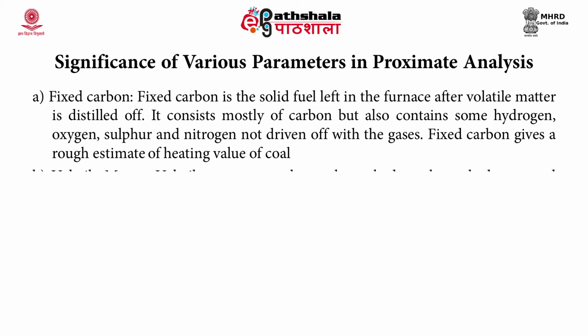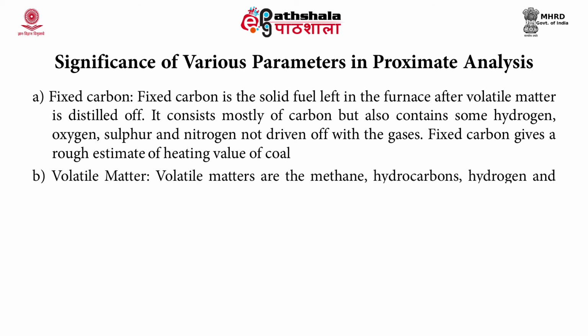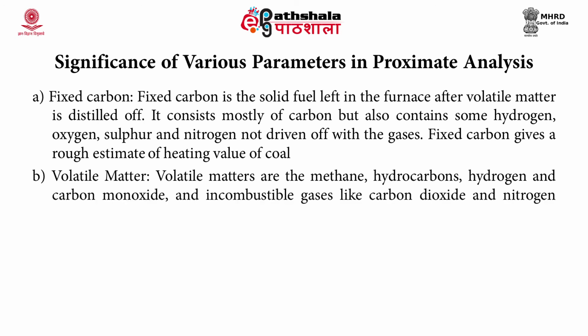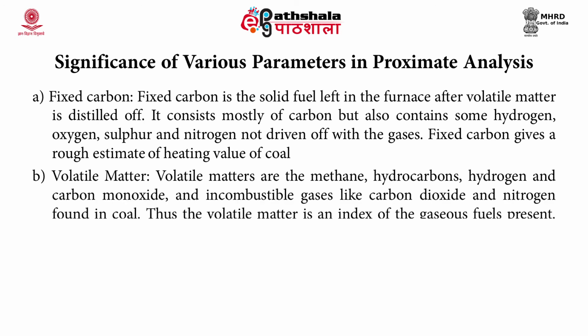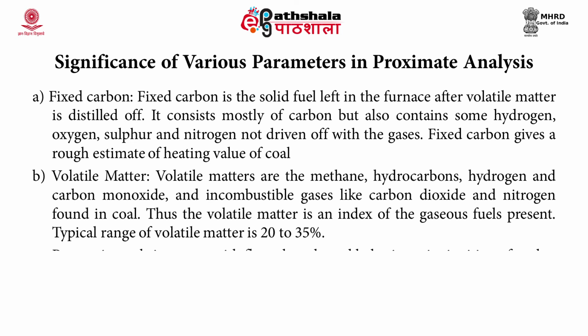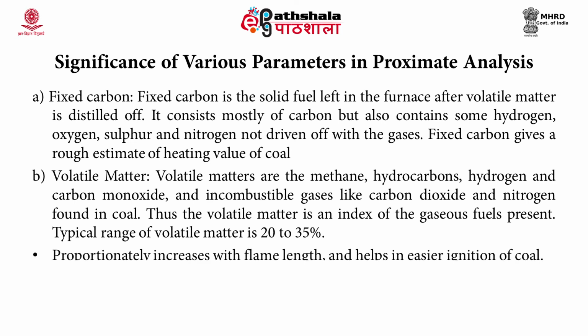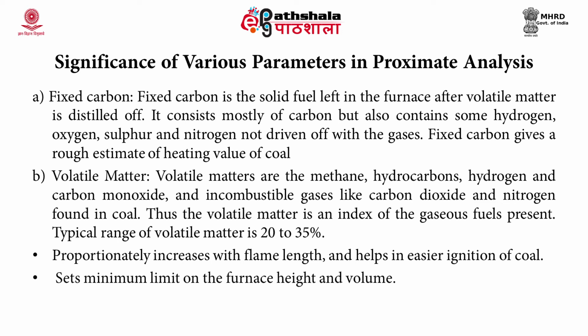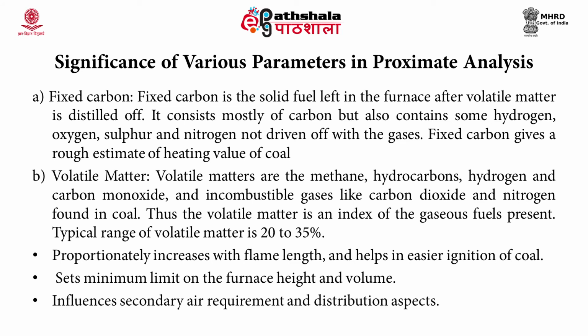Volatile matter includes methane, hydrocarbons, hydrogen and carbon monoxide, and incombustible gases like carbon dioxide and nitrogen, which are found in the coal. It is an index of gaseous fuel and it ranges from 20 to 35%. It increases proportionately with flame length and helps in easier ignition of the coal, and it sets the minimum limit on the furnace height and volume, and it influences the secondary air requirement and distribution aspect. The volatile matter also influences secondary oil support.